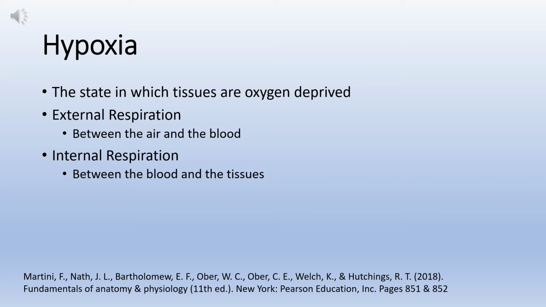Now, internal respiration involves the blood providing the tissues with oxygen and picking up excess carbon dioxide from these tissues. Interference with this process can cause tissues to not get enough oxygen from the blood and for the tissues to hold on to toxic levels of carbon dioxide.